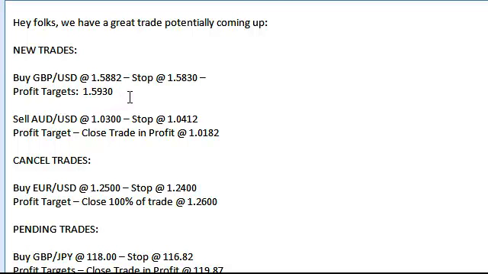Okay, so the first thing we're going to do is take new trades that we have sent to you and enter them into your trading software. The first one, we want to buy the Great British Pound US dollar at 1.5882. We want to put a stop loss at 1.5830. That means if the trade drops further than we originally planned, it takes us out of our trade.